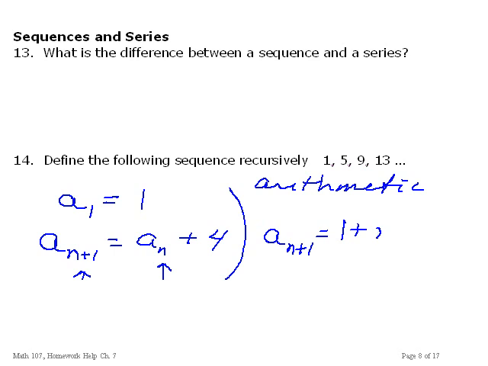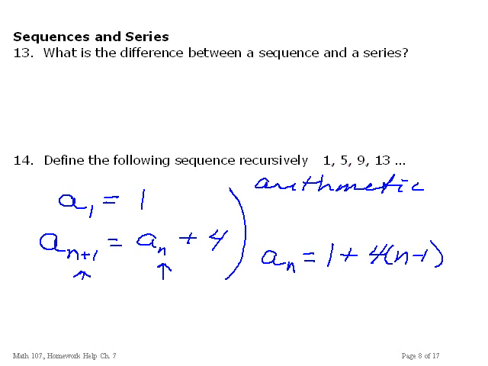I should have started it the other way. Okay, let me start it the other way. Let's say the term in the sequence equals 1 plus 4 times n minus 1.